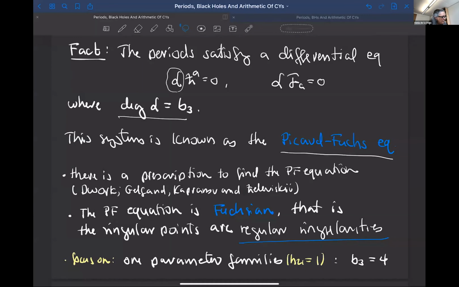In particular, what I will focus on today, and Philip too, is one-parameter families of Calabi-Yau manifolds, in which H^{2,1} is 1, right? So only one complex structure parameter. That means that B3 is 4. So these differential equations will be of degree 4. These operators are rather nice. They are Fuchsian. So this is a Fuchsian differential equation. That means that the singular points correspond to regular singularities, right? So that's nice.